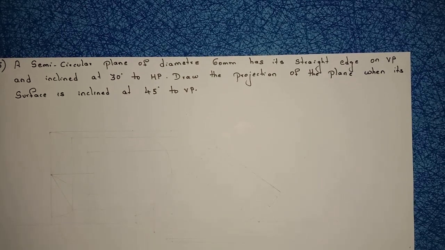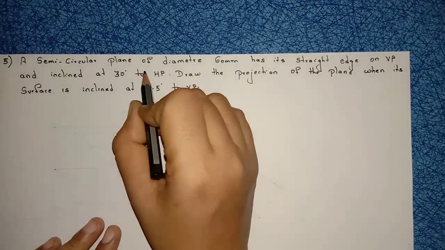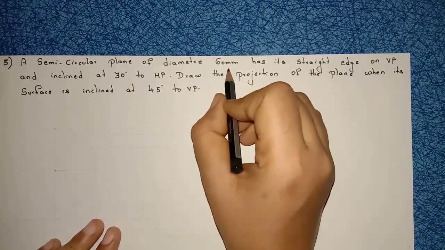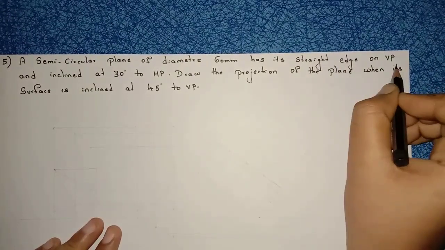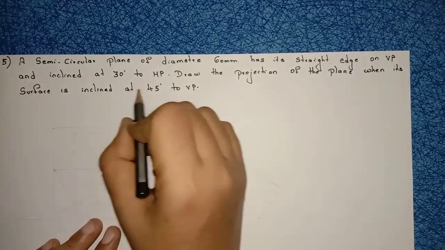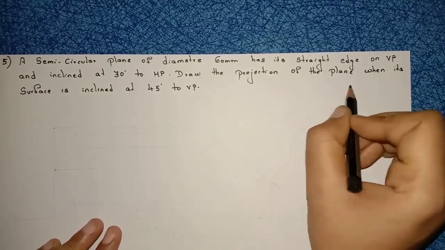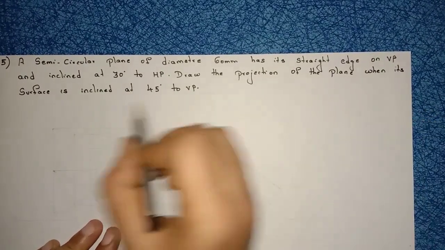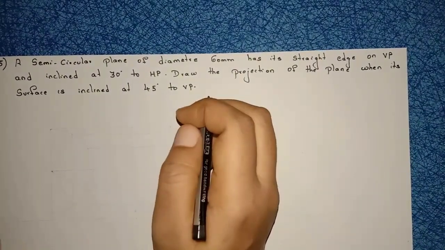Okay, students, so let us see the next problem. The question is: a semicircular plane of diameter 60 mm has its straight edge on VP and inclined at 30 degrees to HP. Draw the projection of the plane when its surface is inclined at 45 degrees to VP. So this is the question.